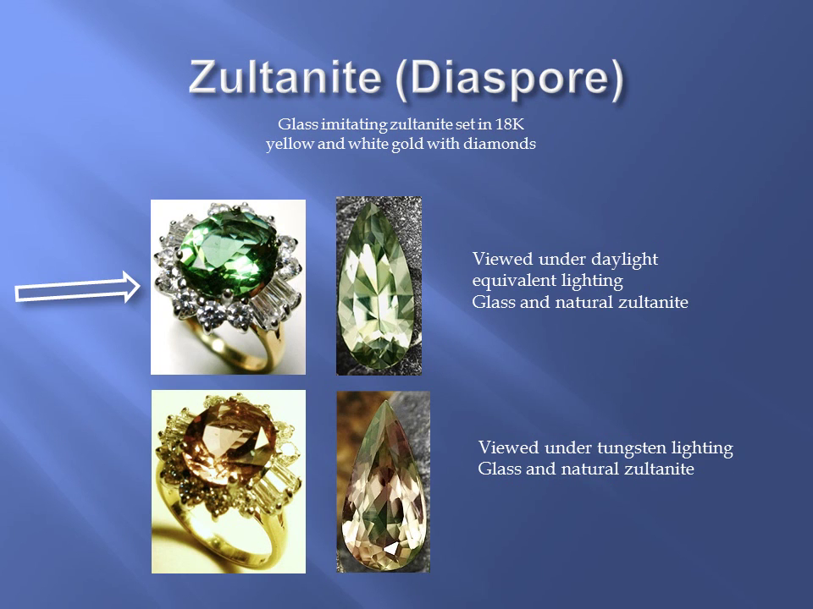Here's an interesting ring that came in for testing. It's 18 karat yellow and white gold and diamond, and supposed to be zoltanite set at the center. Zoltanite is the color changing variety of diaspore. And this lady bought it in Turkey where zoltanite is mined from a reputable jeweler. You can see that the stone is green when viewed under daylight equivalent. It goes pink under tungsten lighting. The natural stone also goes green under daylight equivalent and also pinky color under tungsten lighting.